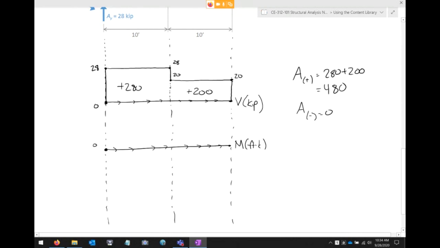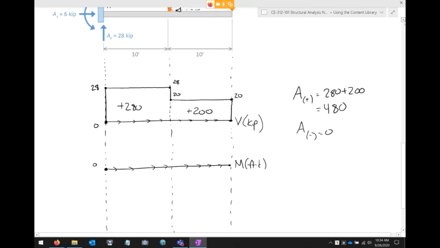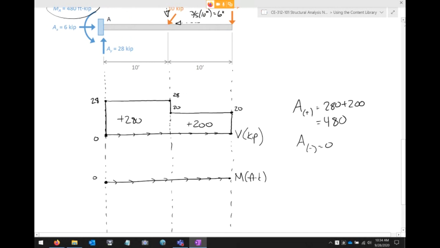You start at 0, you've got this 480-foot kip concentrated moment at A. What is that going to do? It's a sudden drop, and it's a sudden drop downward. You say drop, well, you're not going to drop down 452, you're going to drop down 480. But you're correct here, minus 480.